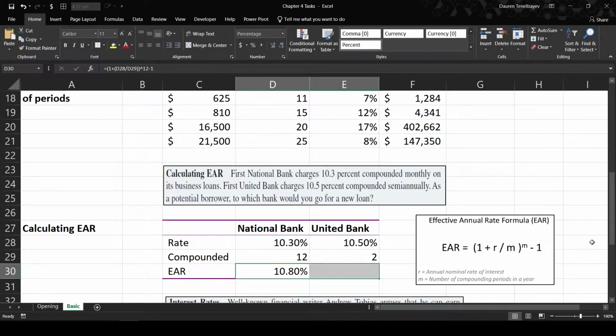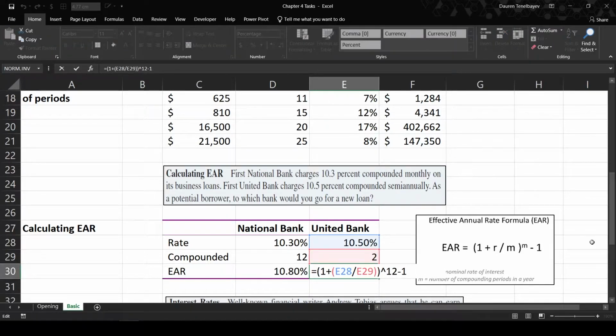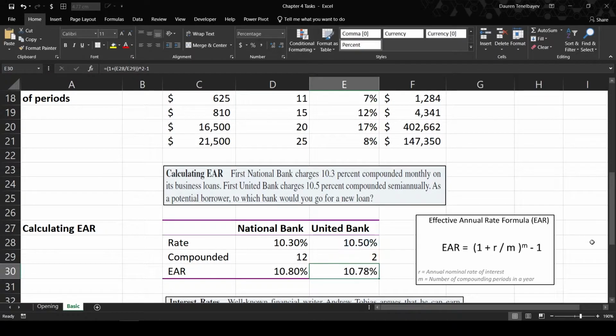So we will use Ctrl R together, and our formula is given right here. I think something is wrong here. Something went wrong here. 84%, it's a really huge number. Yeah, the compounding period is 2 here. And here we are.